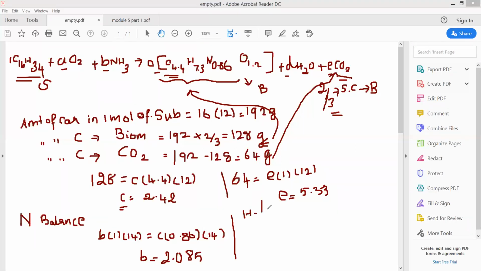Next is the hydrogen balance. So here the hydrogen balance is 34 into 1, oh sorry, 1 into 1, plus B into 3 into 1, is equivalent to C into 7.3.